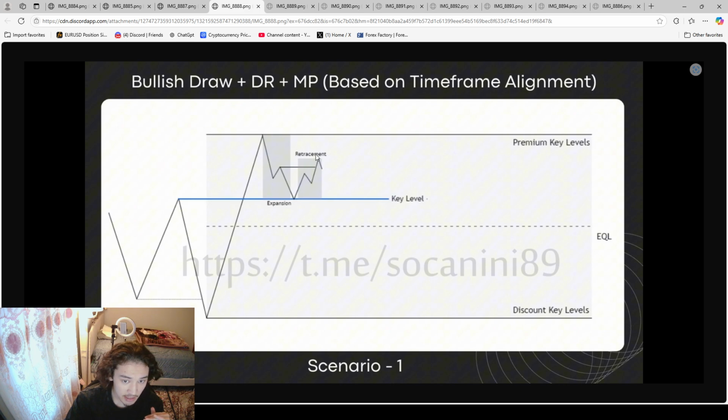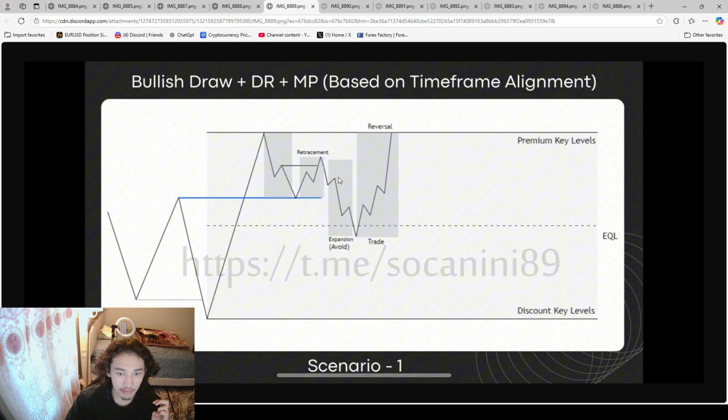But don't expect to go all over here because this will be considered a low time frame reversal slash expansion, but a high time frame retracement. So in a higher time frame, the hourly might be a retracement, but in the low time frame it might be a reversal slash expansion. So you might get juked out. So when you have a premium key level, don't expect to go all over here, right? So now that's that. Now go to the next chart.